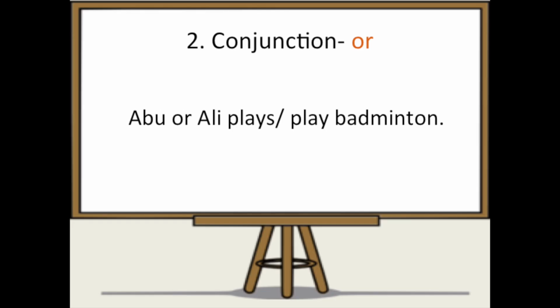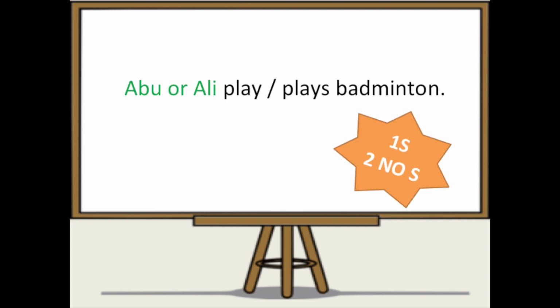Okay, what about this word? Abu or Ali plays or play badminton. Very good. Abu or Ali. So either one. So not both of them. So the subject is one. So you have to use one S. Plays. So the correct one is Abu or Ali plays badminton.